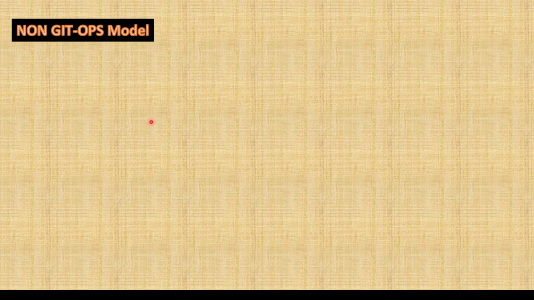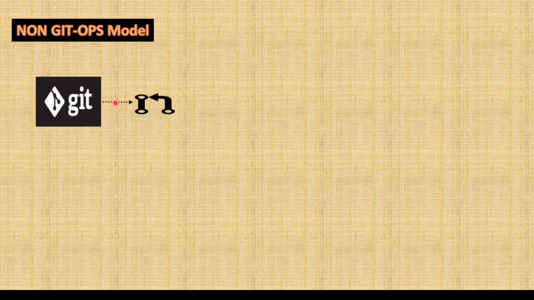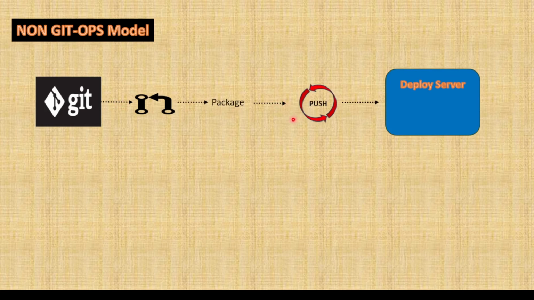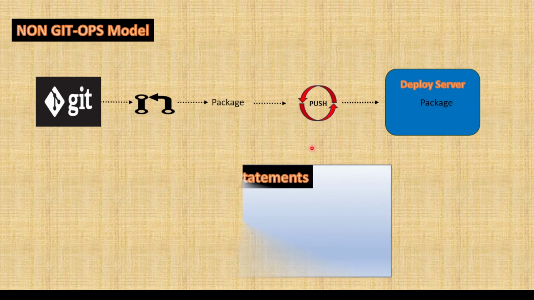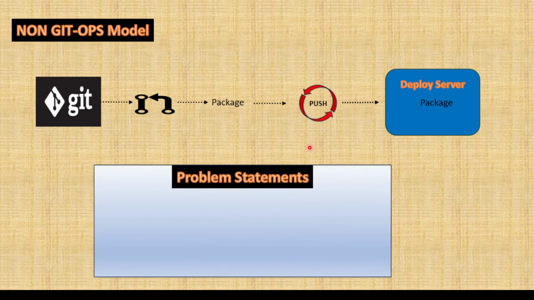So let us assume that the developer develops the code in Git. Once the development is complete, as a next thing, you need to build and create a package. And then you need to push your package into the deployment server. So basically, the push will move your package from the build machine to the deployment server. It looks good, but still there are a couple of problem statements which I would like to call out.